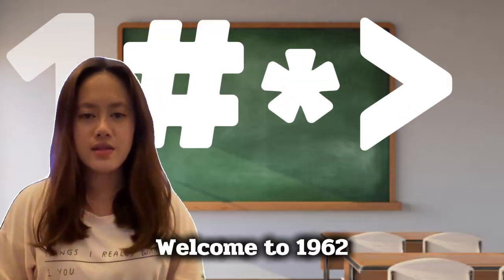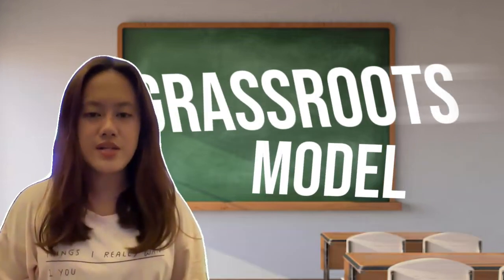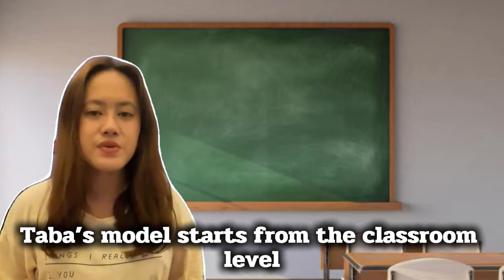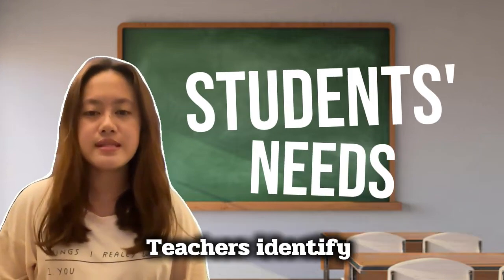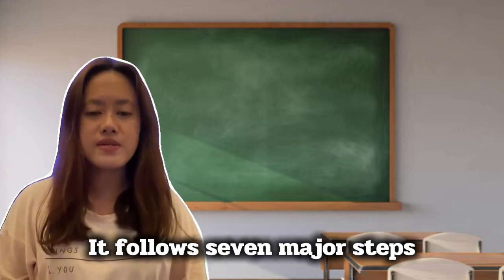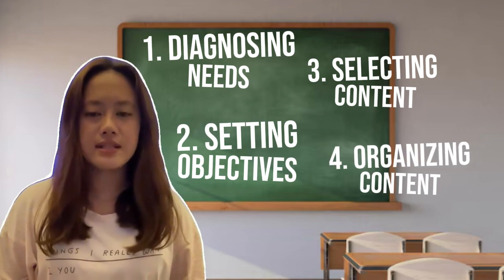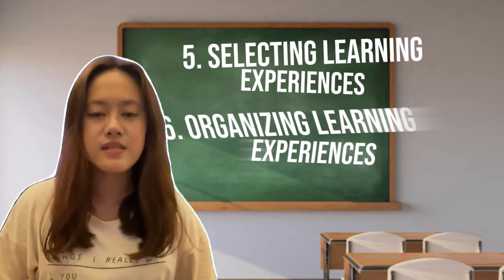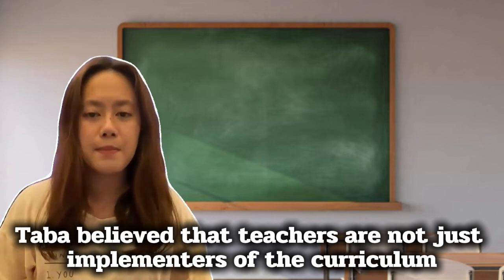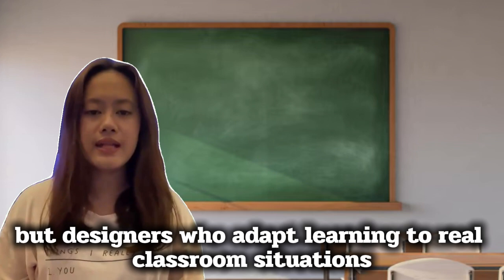Welcome to 1962. During this time, Hilda Taba introduced a new idea known as the grassroots model. Unlike Tyler's top-down approach, Taba's model starts from the classroom level. Teachers identify students' needs and build the curriculum from the ground up. It follows 7 major steps: diagnosing needs, setting objectives, selecting and organizing content, selecting and organizing learning experiences, and evaluating results.